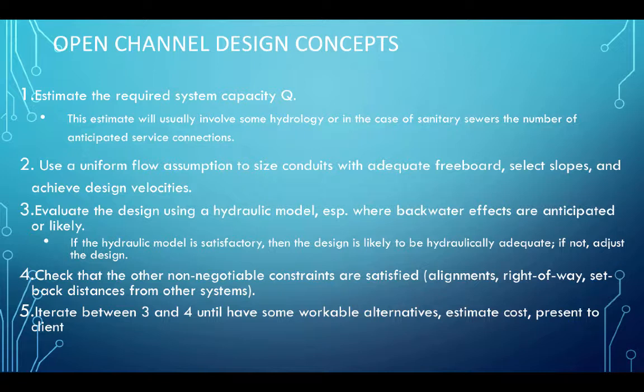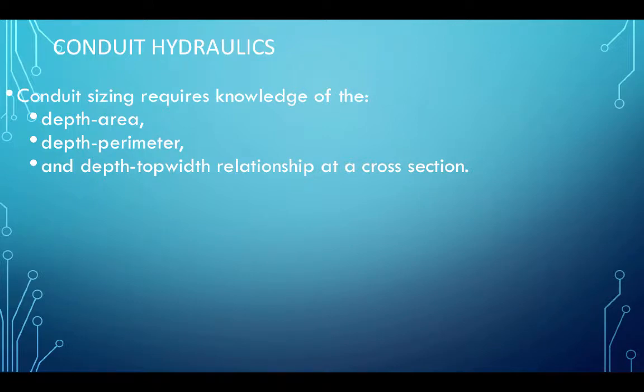Once that's done, we want to be sure that the other non-negotiable constraints are satisfied, things like alignments, right-of-way, setback distances from other systems, and so forth. And we iterate between 3 and 4 until we have some workable alternatives, estimate the cost, present to the client. So those 5 steps sound really simple, but they often involve a fair amount of effort.